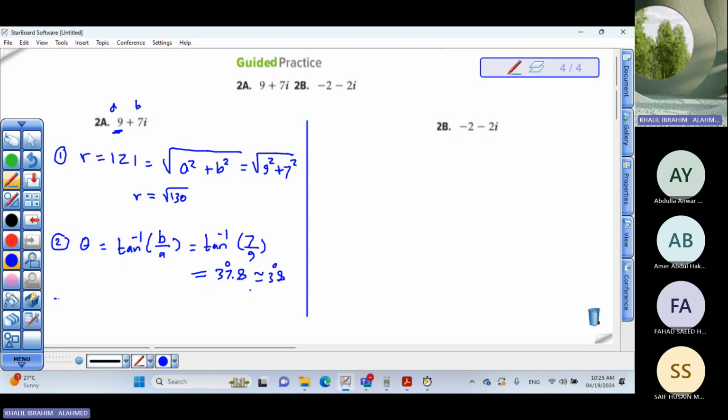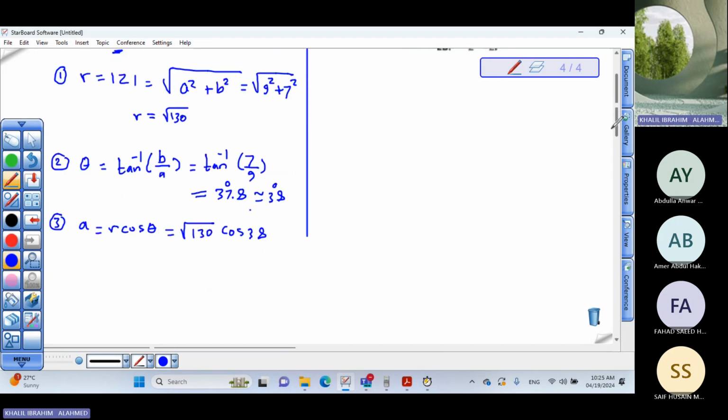Everything is ready. Step 3: we can write A equals r cosine theta. R here is radical 130, cosine 38. Leave it like this. B also equals r sine theta. This is radical 130 sine 38 degrees.